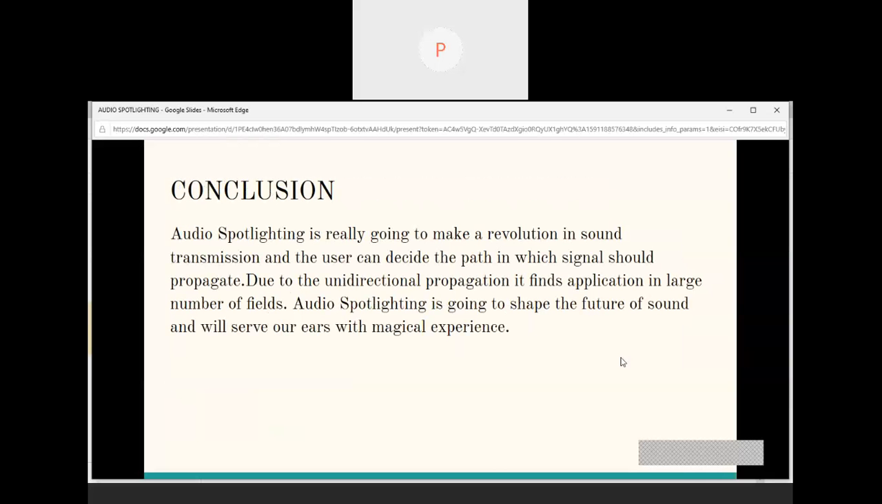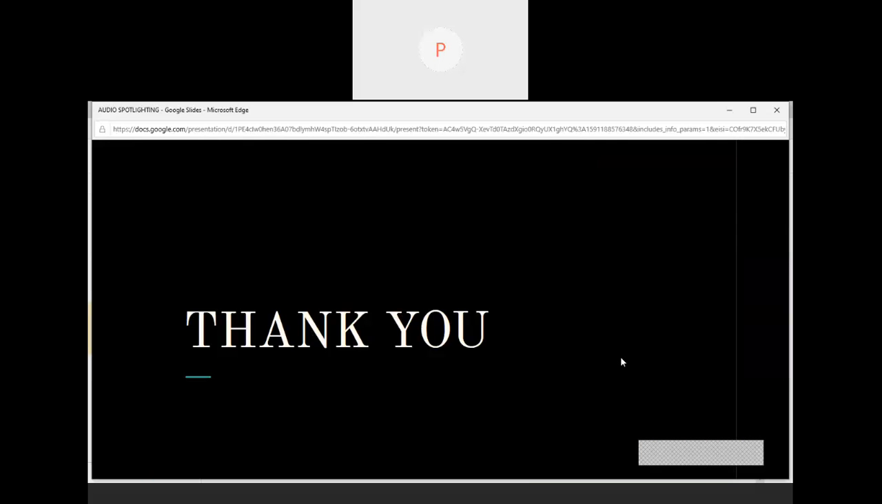Now, I'm concluding by saying that audio spotlighting is going to change our view of the sound transmission system. The user can decide the direction in which the sound should propagate. Since the sound in this system propagates in a single direction, it is applicable in several fields. Audio spotlighting will be an extraordinary experience for the users and will serve our ears with a magical experience. So that's all about audio spotlight.